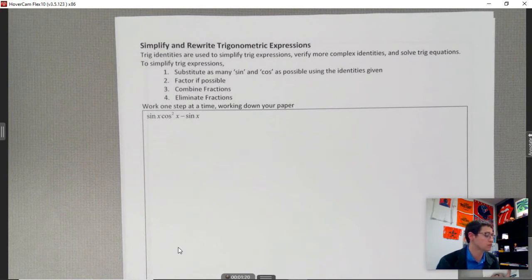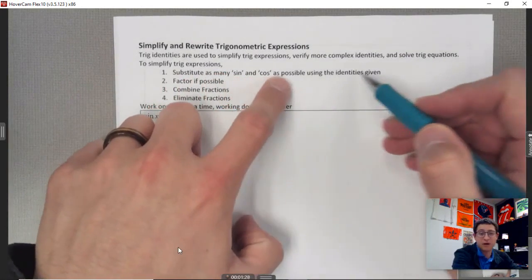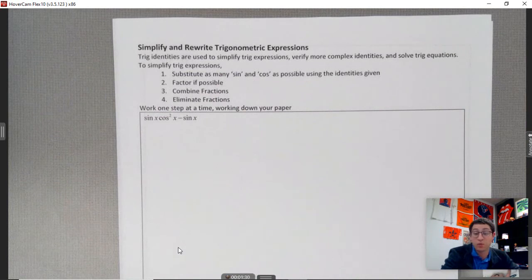So some tips to simplify trig expressions. The first one: we want to substitute as many sines and cosines as possible using the trig identities given. So we want things in sine and cosine. If they're not already in sine and cosine terms, we want to make them. So for example, cosecant, we want to go ahead and change that to 1 over sine or something like that, so we can have it nice and consistent. So that's the first one.